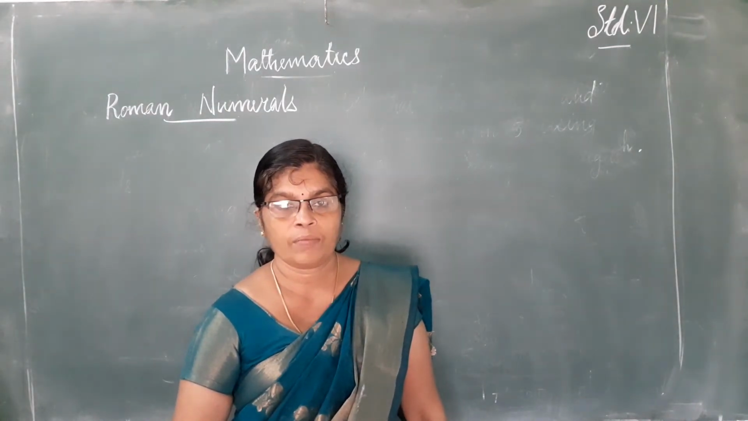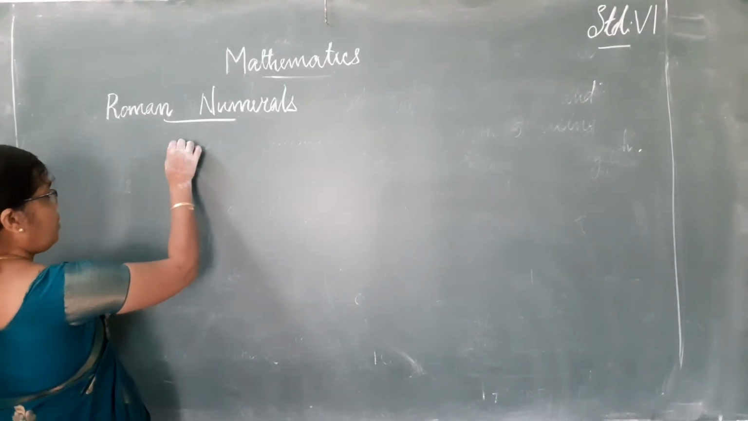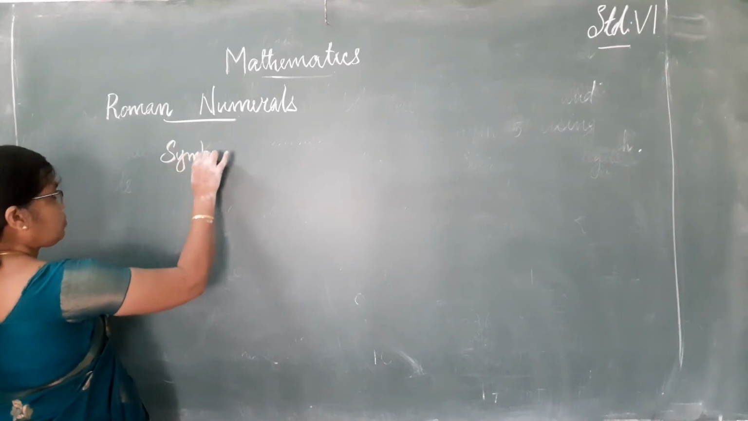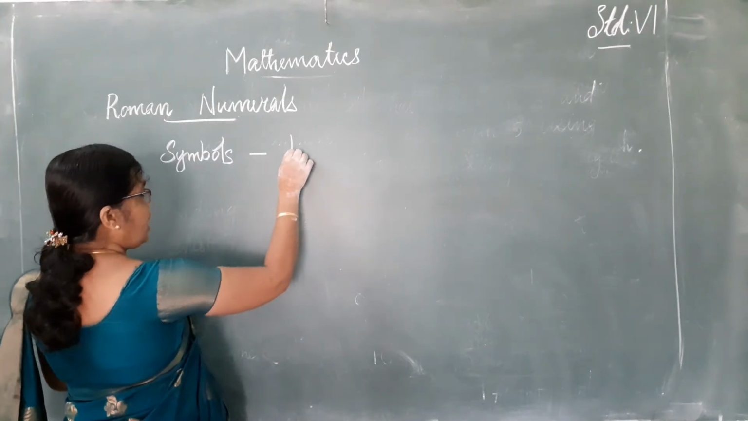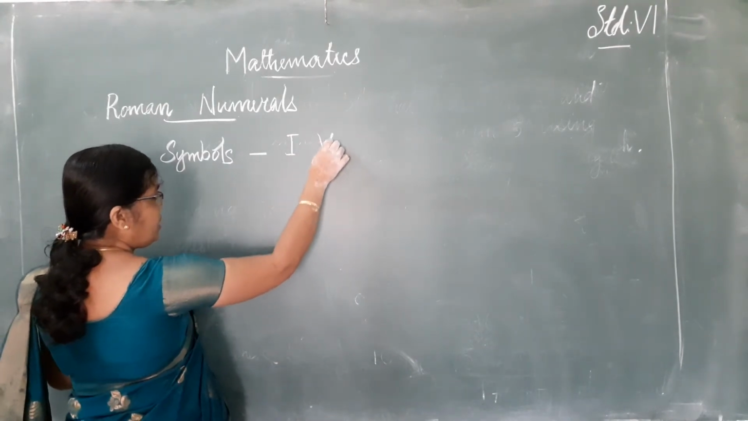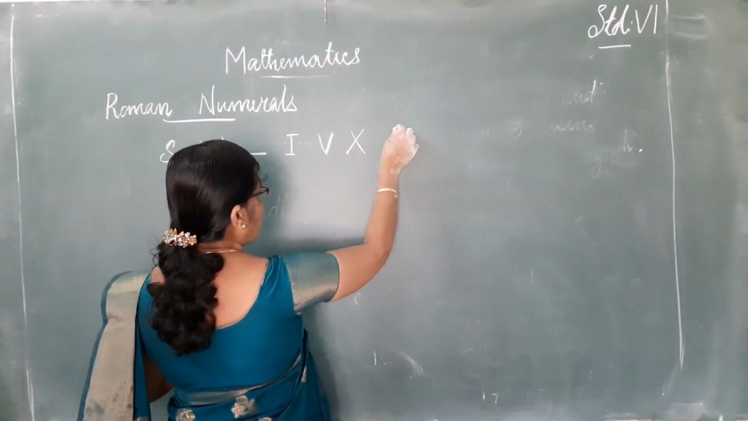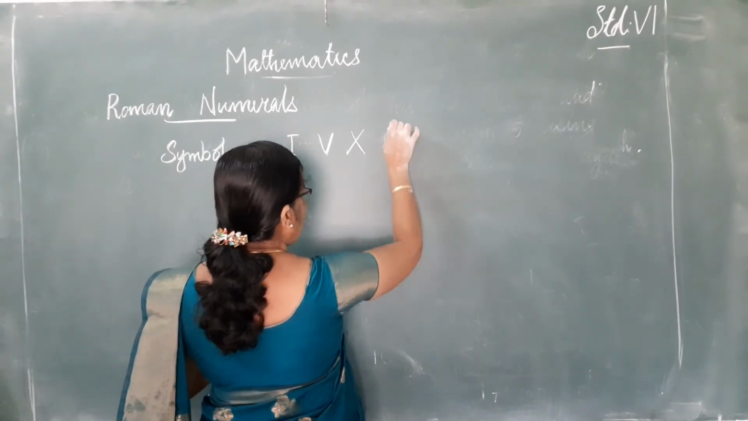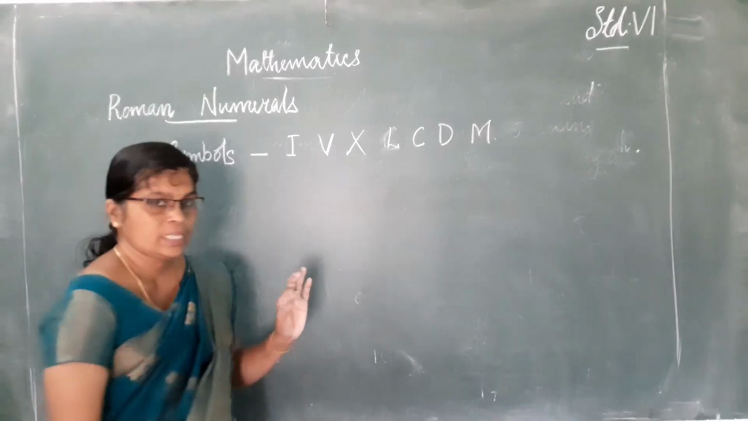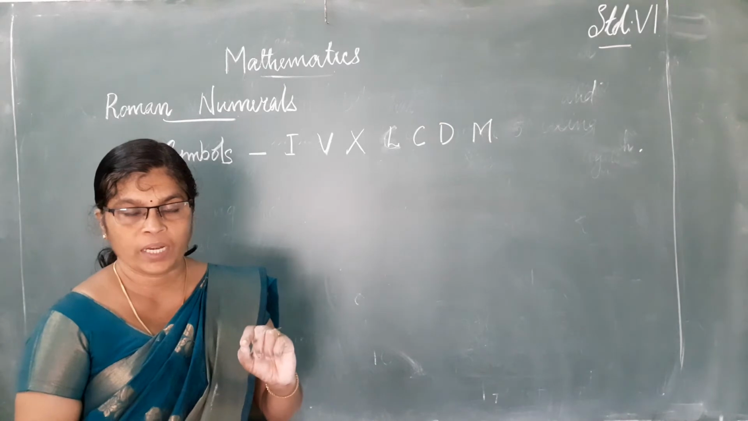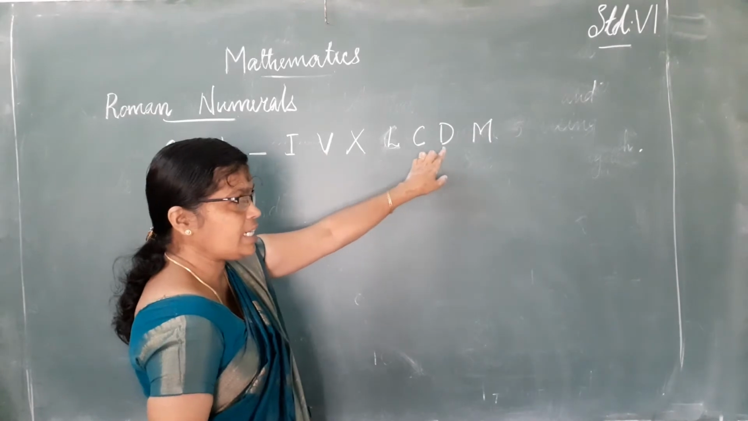What are the symbols we use to write the Roman numerals? The symbols to write the Roman numbers are I, V, X, L, C, D, M. These are the symbols we use to write the Roman numerals.